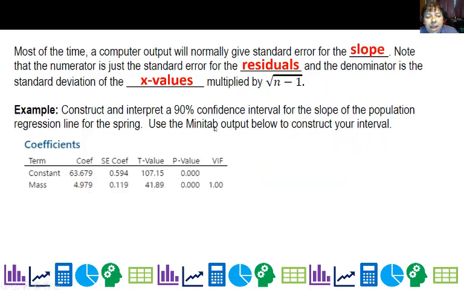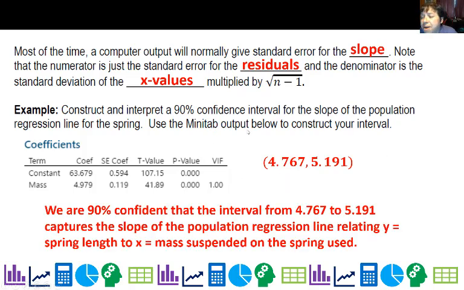So how do we interpret that? There's our interval, and we would say we are 90% confident that the interval from 4.767 to 5.191 captures the slope of the population regression line relating y equals spring length to x equals mass suspended on the spring used. So look at the wording. It's very similar to the wordings we were using before on confidence intervals. In this case, we're capturing the slope.